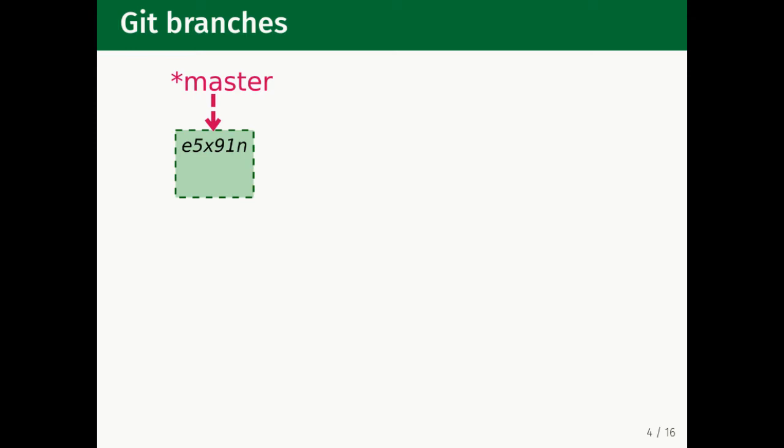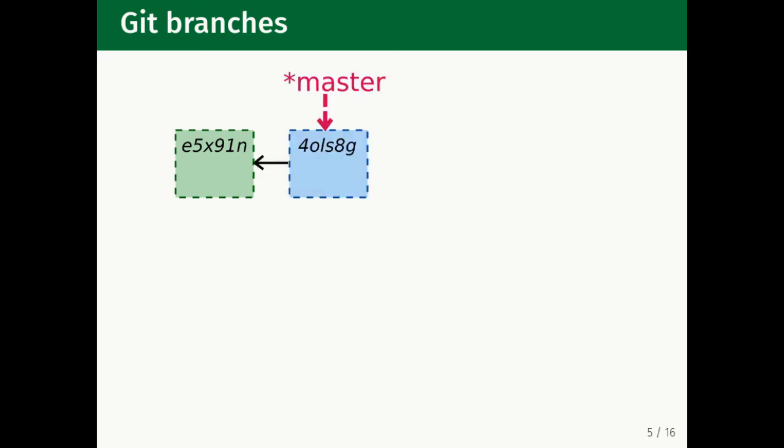As a side note, I have put an asterisk, a star, in front of the name master to indicate that this is a branch that we are currently on. When we create more branches in a couple of slides' time, we will move this asterisk around to indicate which branch is active. Okay, let's imagine that we make some changes to the project and commit them. We get a new commit, 4OLS8G, that takes a snapshot of the project at this moment in time. Because we are on the master branch, Git automatically updates the branch to point at this new commit.